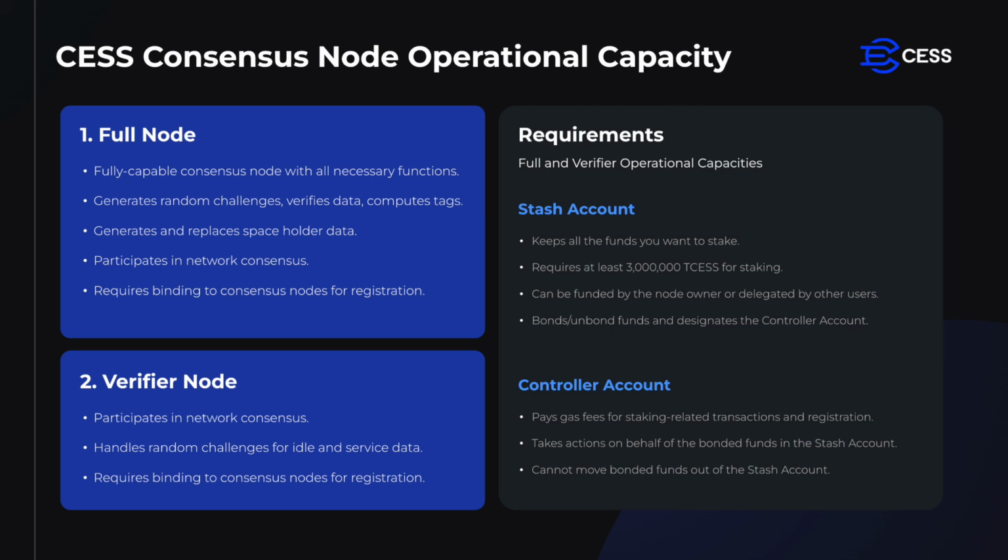Consensus node operational capacity. The consensus node can be configured to run in 3 operational capacities: full node, verifier node, and marker node. First, let's discuss the full node and verifier node within the SES network. A full node is a fully capable consensus node equipped with all necessary functions. It generates random challenges, verifies data, computes tags, and generates and replaces spaceholder data. Additionally, it actively participates in network consensus and requires binding to consensus nodes for registration.